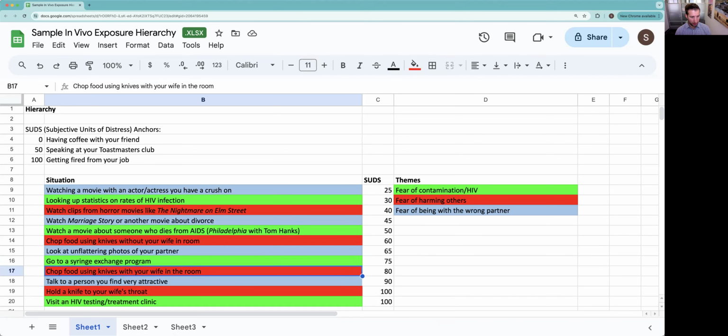And then circling back to that fear of harming others, an 80 this time would be chopping the food, using the knives with your wife in the room. And so we get a 20-point increase in the SUDS level because your wife would actually be present, and that would bring up even more anxiety. And so this is a way to gradually make your exposures more difficult: to first make them a little bit easier by having a little bit of avoidance in them, like chopping the knives without your wife in the room, but eventually confronting that avoidance and having her there to stoke up the most fear.